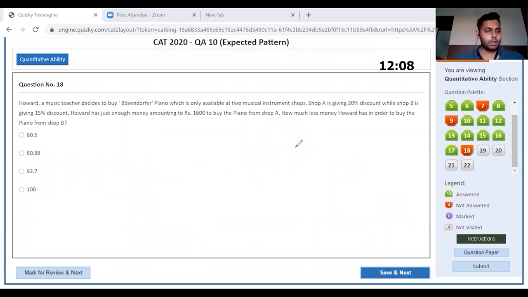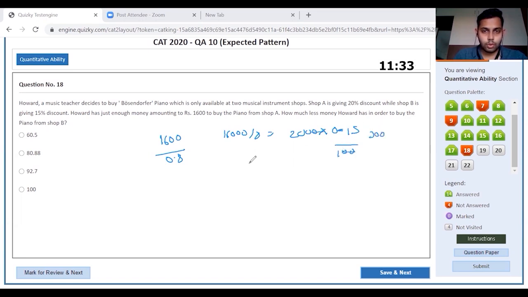How would a music teacher decide to buy something? Okay, A is 20% discount and B is 15% discount. How would they buy a piano from shop A? Okay, so 1600 divided by 0.8, which is 16,000 divided by 8, which is 2,000 is my MRP. So 2,000 into 0.15, which is basically 15% of this thing. So that'll be 300. So shop A sells for 1600, shop B sells for 1700, and the difference is 100 rupees.